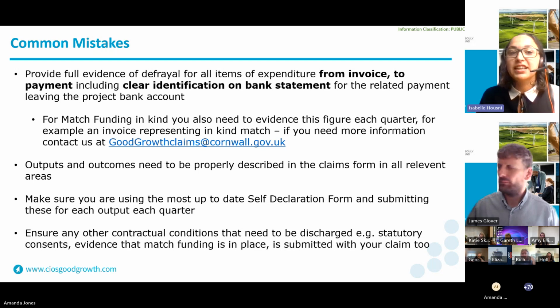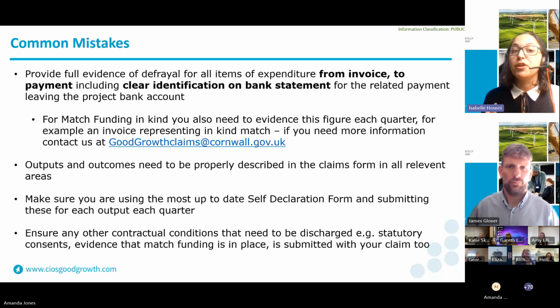So as also mentioned in the claims process overview, outputs and outcomes need to be properly described in the claims form in all the different areas, such as the outputs and outcomes section, where you can provide details about how this is evidenced and any slippage. There's also the milestones and narrative sections. And this is also so we can have a clear picture of your project activity for the quarter.